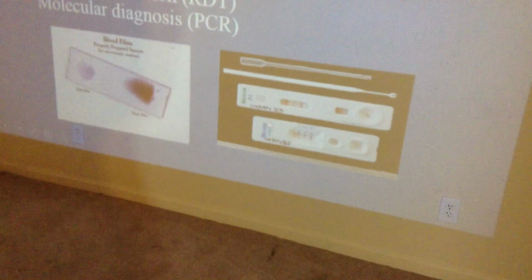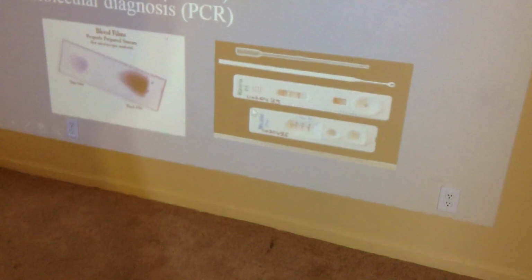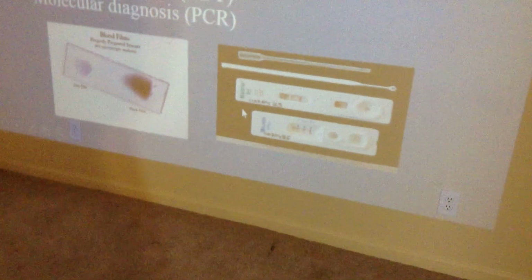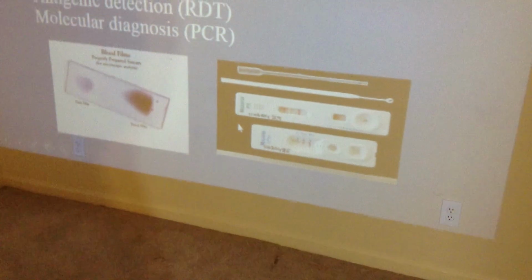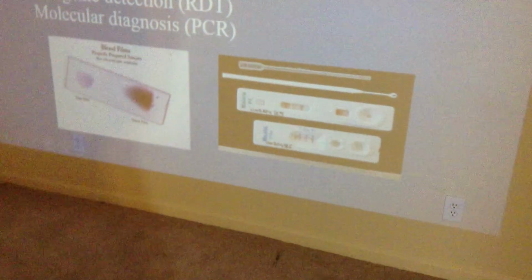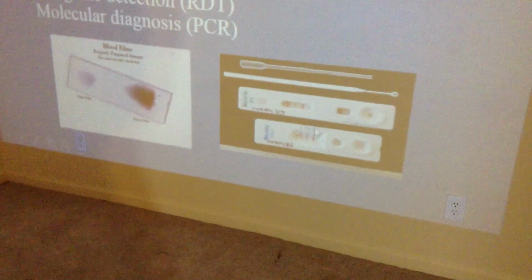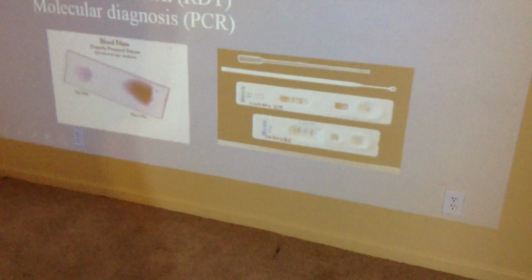Because with malaria, we have 4 different species. You have Plasmodium ovale, malariae, vivax, and Plasmodium falciparum. So if you are positive for 2 or more of these parasites, normally you have more than 2 bands.